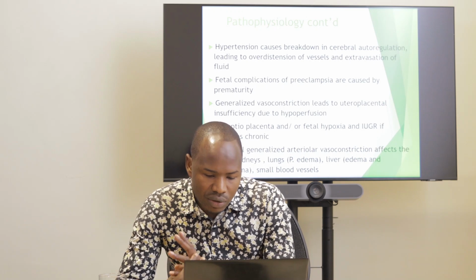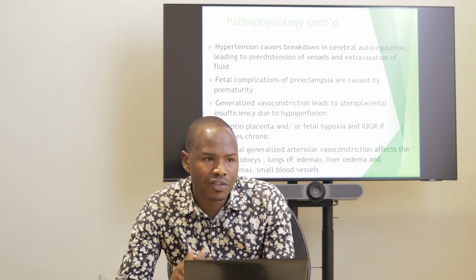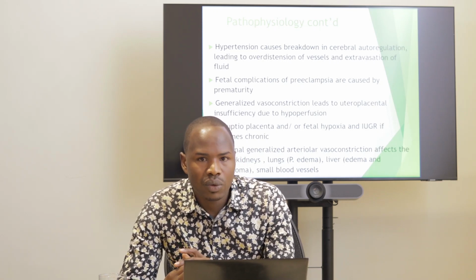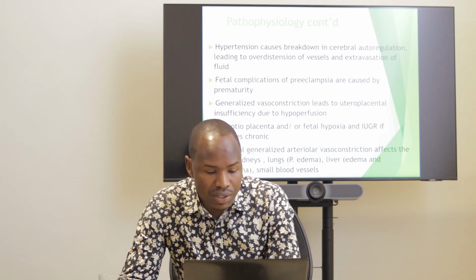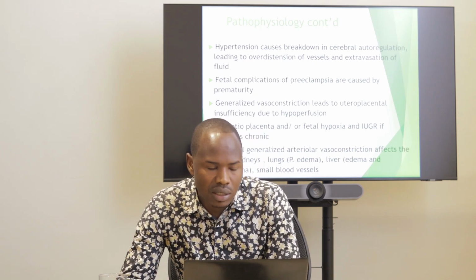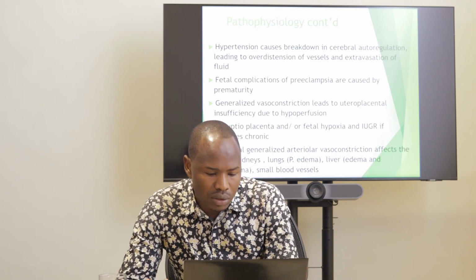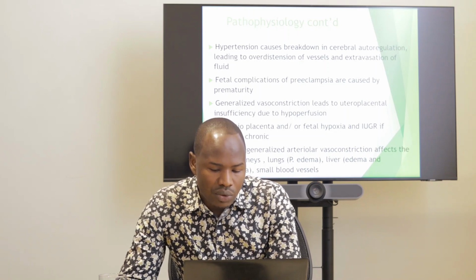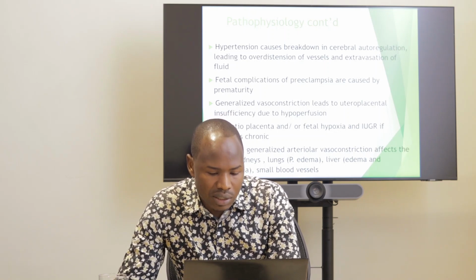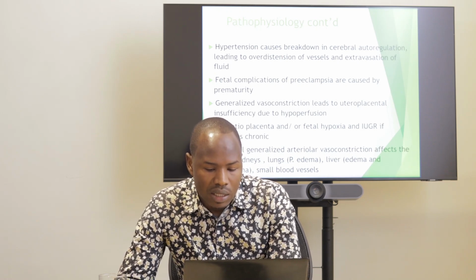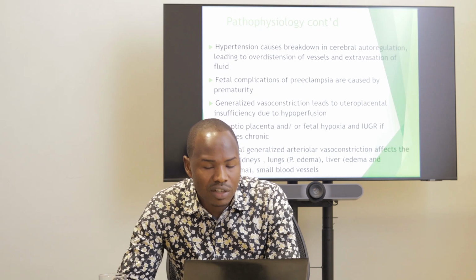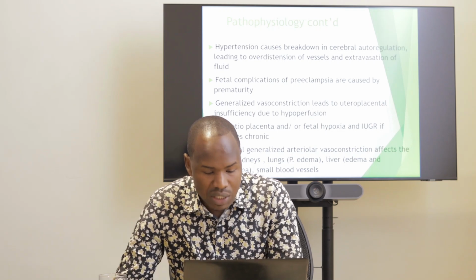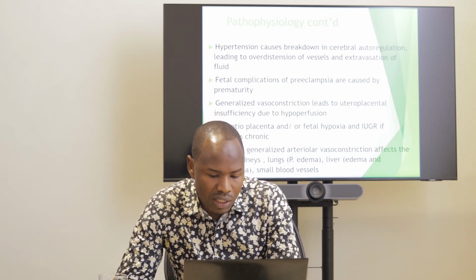Maternal generalized arterial vasoconstriction also affects the brain. When it affects the brain, that is where the mother will come with seizures. In the kidneys, there will be low eGFR, meaning creatinine clearance will be down. It will also affect the lungs, where the mother will develop pulmonary edema. The liver and small blood vessels. When the liver is affected, the mother will develop edema and hematoma, which is subcapsular hematoma of the liver.